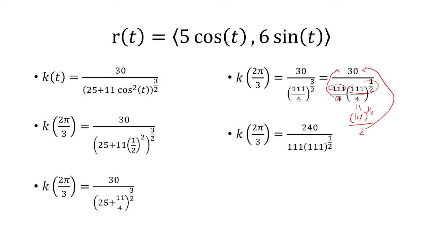I'm sorry, the 111, and then we have the square root of 111, which is going to be, well, first 240 over 111 simplifies to 80 over 37. If I multiply top and bottom by the square root of 111, I end up with 80 times the square root of 111 over 4,107. And that is our curvature.